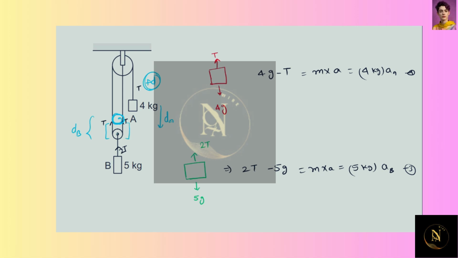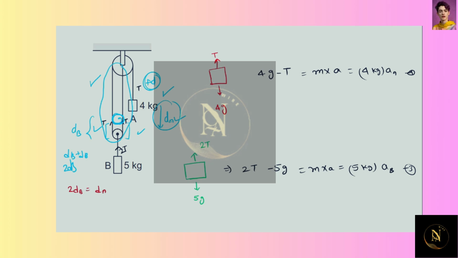Let us say that this pulley goes up by a distance of dB, then each side, this side and this side, will lose rope of length dB and dB. So this side will lose a total rope of length 2dB, and this side will get an extra length of rope dA. So technically the length of rope lost by this side will be equal to the length of rope gained by this side. This is how 2dB will be equal to dA.